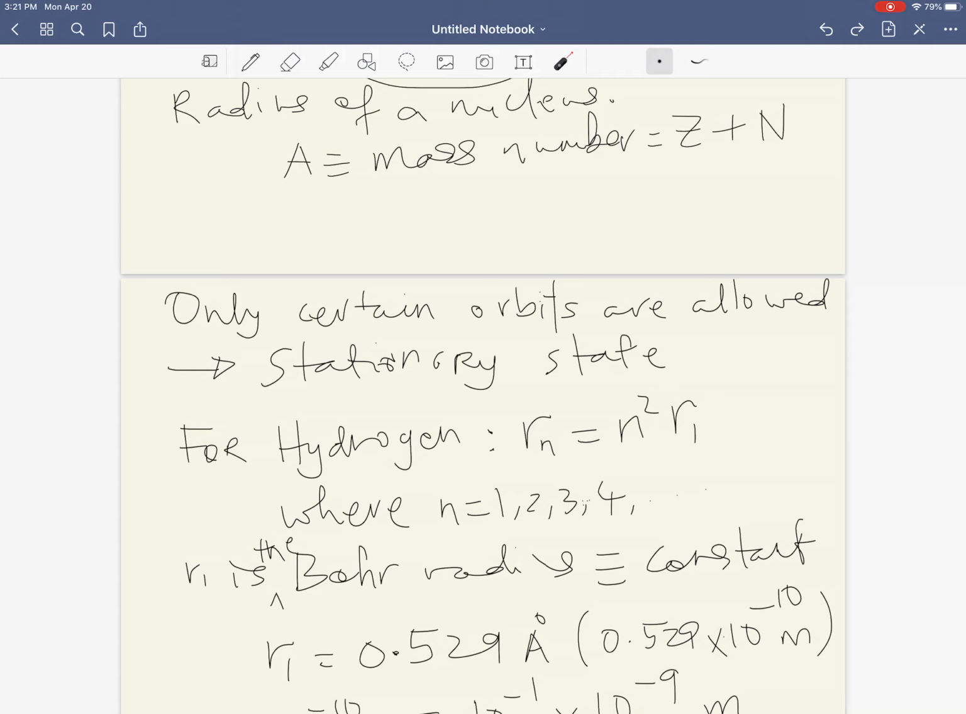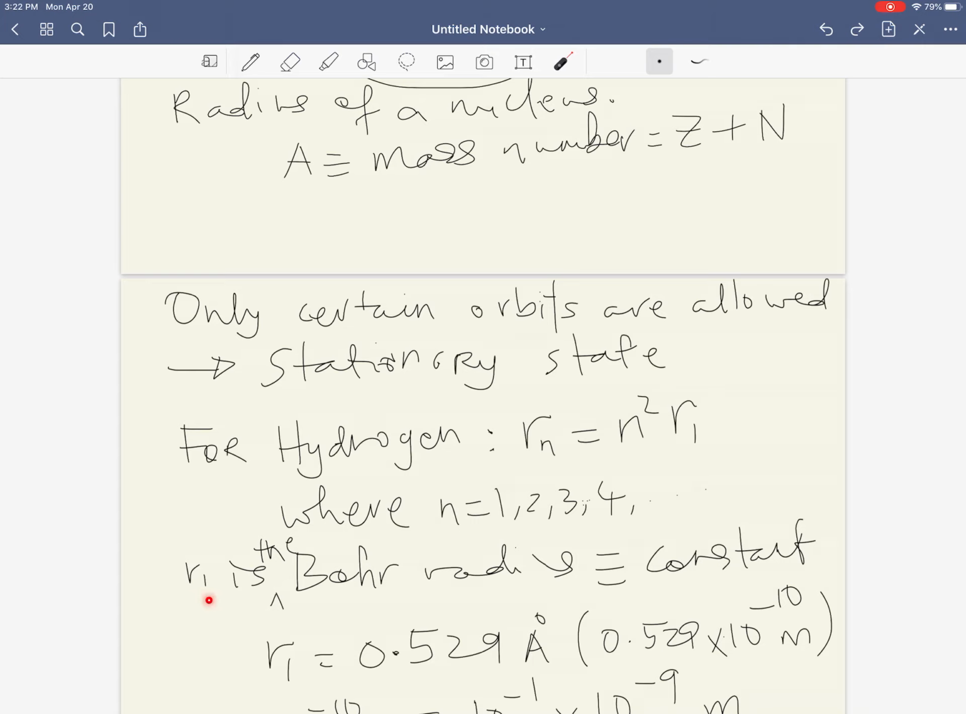We saw on Friday that for the case of hydrogen, the radius of the allowed orbits is given by the following expression. r sub n is n squared times r1, where n takes on the values 1, 2, 3, 4, 5, and so on. In other words, radius is quantized. Space is quantized according to the Bohr model. r1, you recall, is the radius of the lowest possible orbit in hydrogen. This is what we would call the ground state of hydrogen.